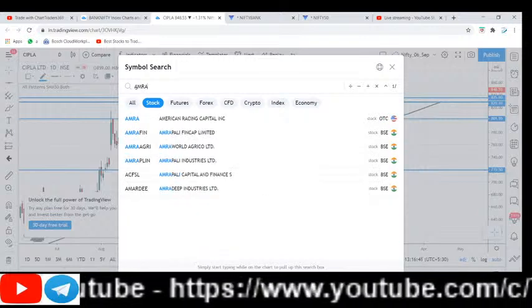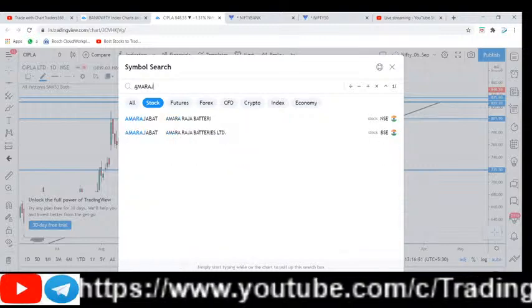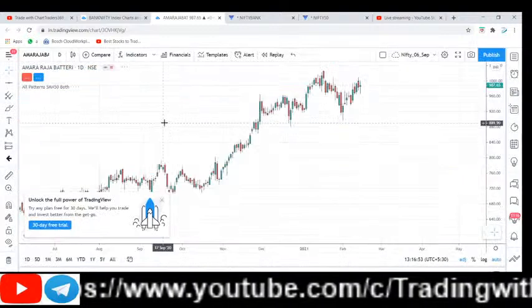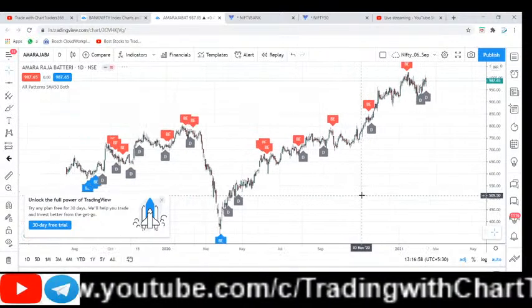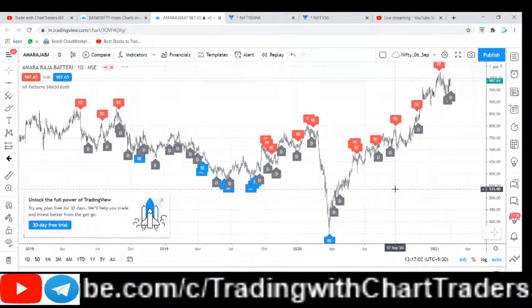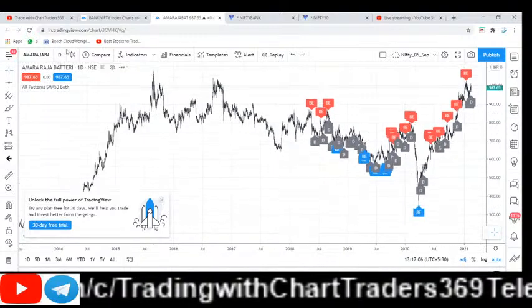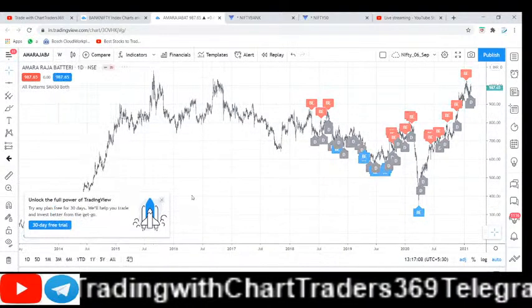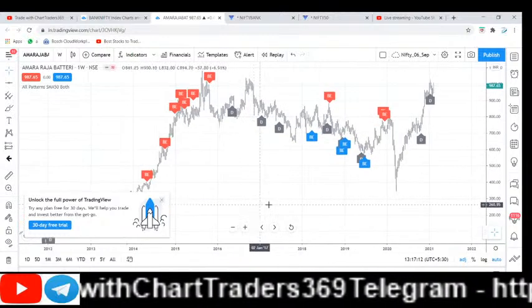Battery stocks should perform well because of electric vehicles. Even we were discussing the same in our premium group. Yeah, just open Amara Raja. We'll see. Amara Raja has become Raja now.